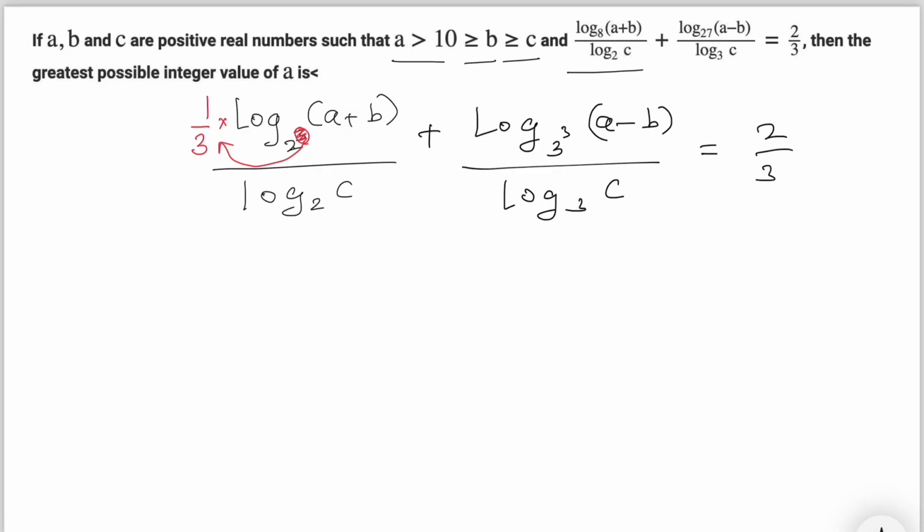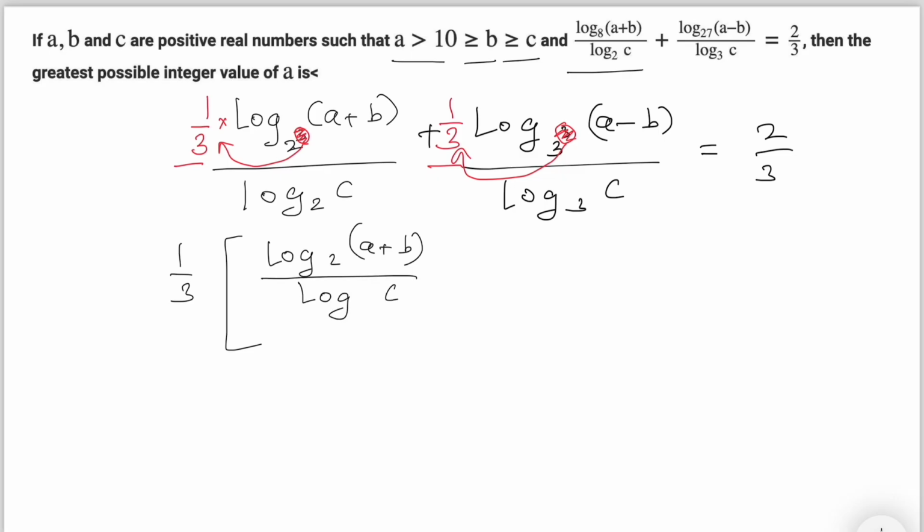Now if you focus on the numerator here, guys, it is log of A minus B to the base 3 cube. So the 3 in the power I can once again take in the denominator, or I can say this is 1/3 log of A minus B to the base 3 only. Okay, let's take the 1/3 common from both the brackets and see what we get next. Log A plus B to the base 2 divided by log of C to the base 2 plus log of A minus B to the base 3 divided by log of C to the base 3 will be simply 2/3, right?